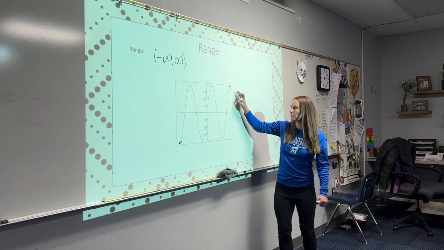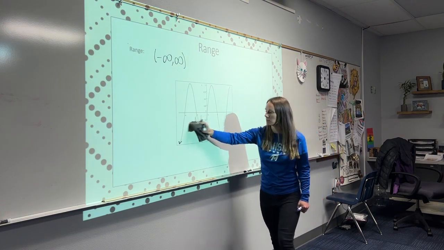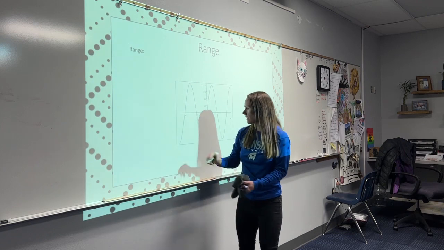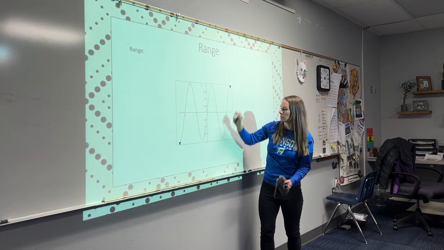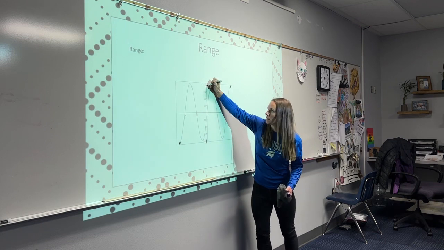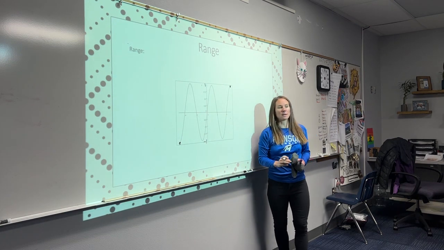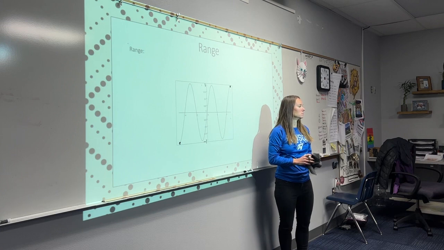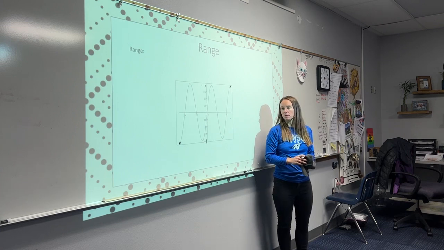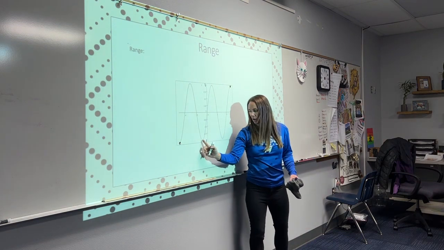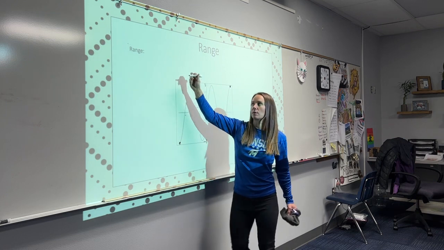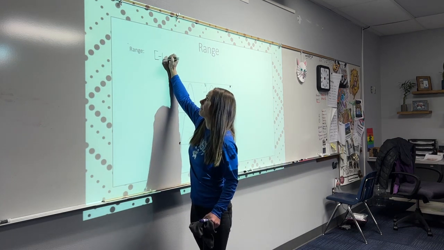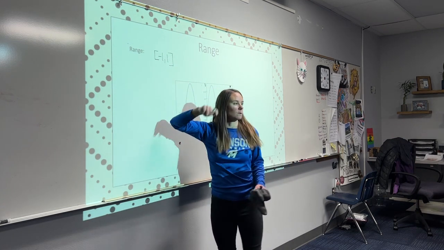Now, what if in this problem, instead of having arrows, I changed it to a point here and a point here? It's hard to read, but that says -1 and that says 1. So what's my range now? Y value to Y value. What's the lowest I've gotten to? What's the highest I've gotten to? Okay, so the range would be from -1 to 1. That's review, but do we feel okay about that?